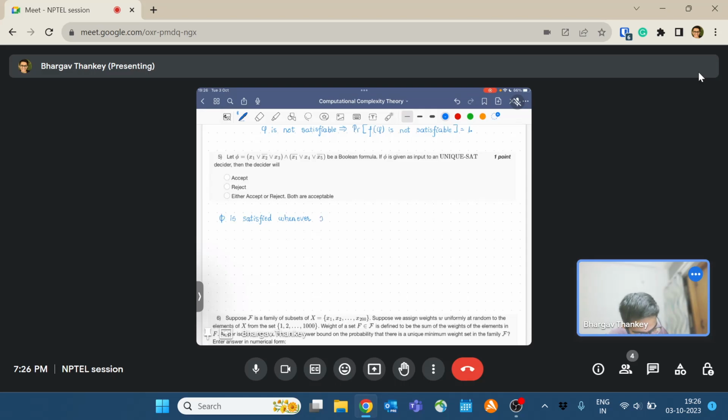x1 equals 1 and x4 equals 1, right? And other variables can take any values. So #phi is strictly greater than 1. Okay, so now that we know that #phi is strictly greater than 1, which of the options are correct?